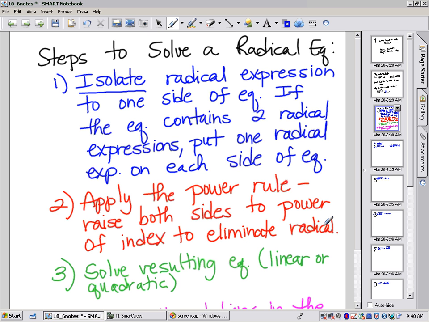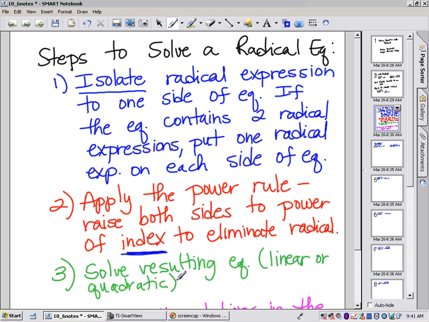Now, I just illustrated on the last screen with the square root. If we square a square root, we remove the radical. If you happen to have a cube root in your equation, you would have to raise it to the third power. So remember what the index is. That is that number that tells you what root you're taking. So you just want to raise both sides to that power.